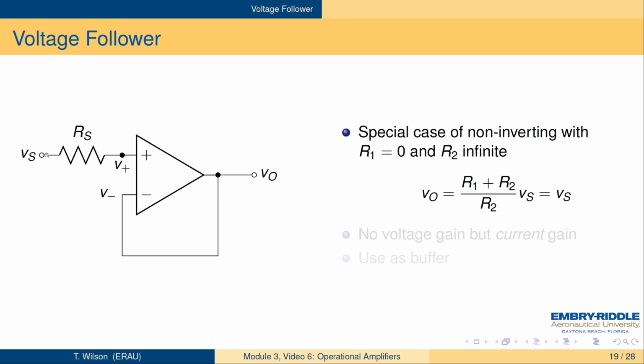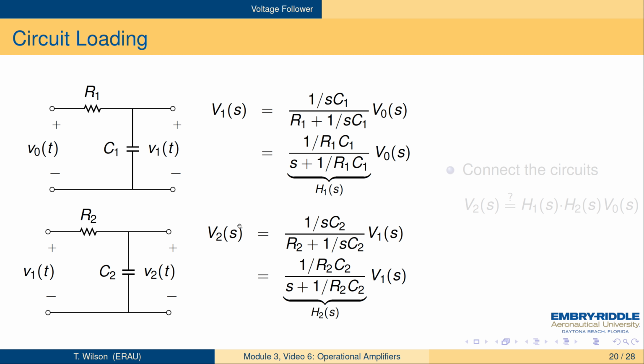There's no current drawn at the input because there's no current going into the non-inverting terminal. But now the output of the amplifier can provide arbitrary or quasi-arbitrary current to deliver V out equal Vs. That makes this good as a buffer. Let's take an example of this.